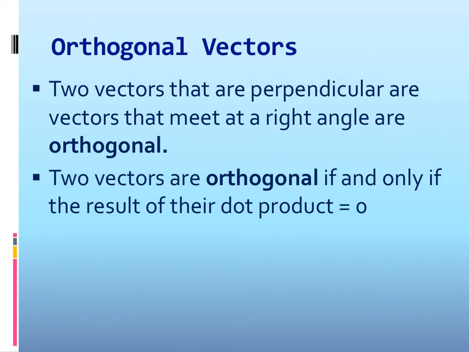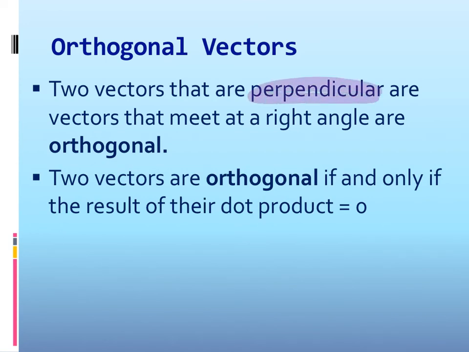Okay, we're going to finish with orthogonal vectors. Two vectors that are perpendicular are vectors that meet at a right angle, and they're called orthogonal, or orthogonal, you could call it whatever you want. Two vectors are orthogonal if and only if the result of their dot product is 0. So there's two ways to test for this.